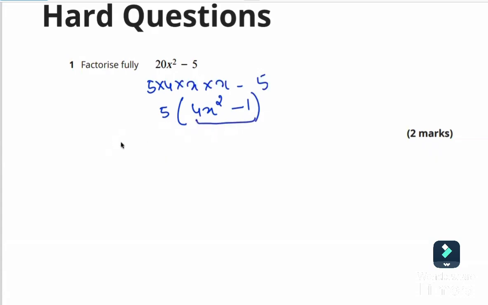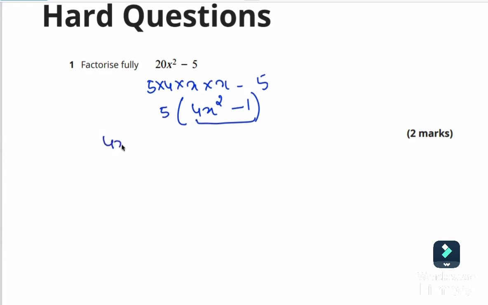Some hard questions here. So first write them in a factorized form. Therefore, it's going to be 5 into 4 into x minus 5. As you can see, 5 is the common factor here. So we can write this as 4x squared minus 1. So we took the common out. But if you look at this, inside the bracket, they both are square numbers. So we need to further factorize them.